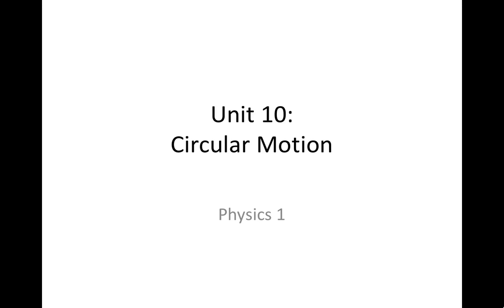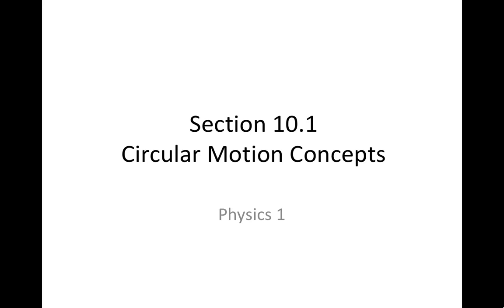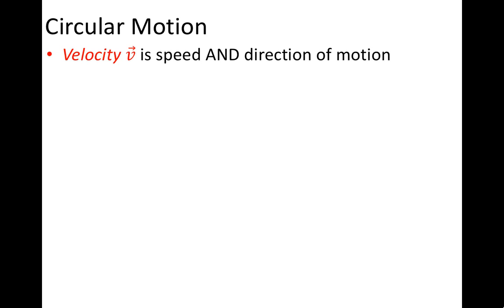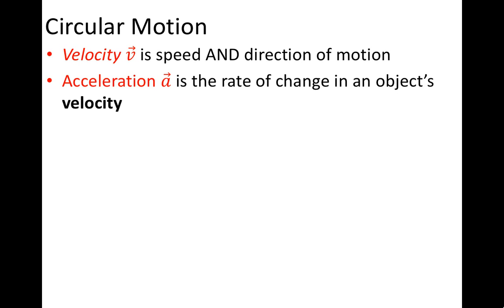In Unit 10, we're going to discuss circular motion. In Section 10.1, I'm going to concentrate on some of the concepts involved with objects undergoing circular motion. To review, the velocity of an object is the object's speed and its direction of motion. It is a vector quantity in which direction is important. The acceleration of an object is the rate of change in that object's velocity, not just its speed, its velocity.